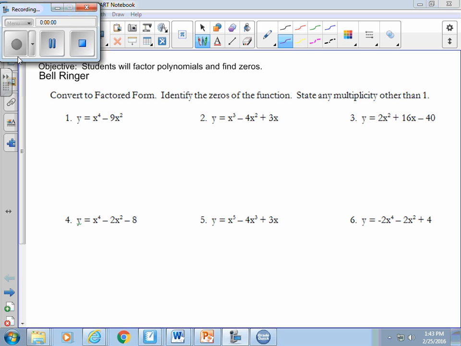On the bell ringer, it is a factoring review. So, what is the first thing you do every time you want to factor something? First step, always: factor out a greatest common factor. So what is the greatest common factor? And then what do you do?